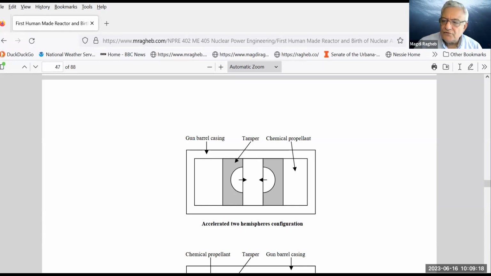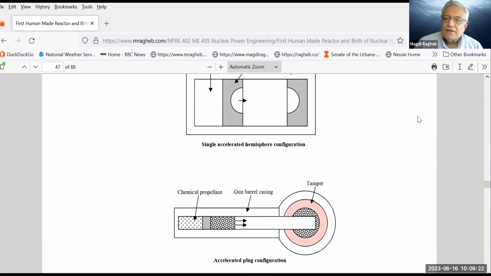And that process, in fact, was used in the bomb that was used against Hiroshima in Japan, the first ever use of nuclear energy in warfare. Or you can have a subcritical mass stationary in a gun barrel, and then shoot another subcritical mass into it. You create a critical mass.